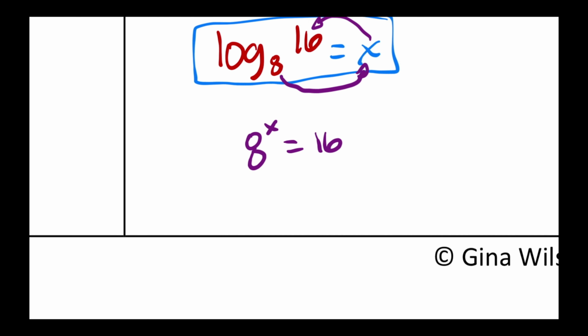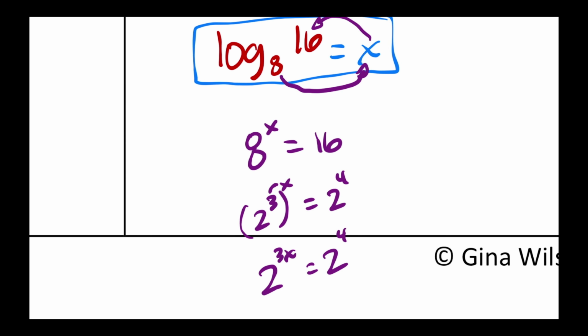So if 8 is 2 to the third, I just changed my 8 to 2 to the third, and then it's still to the x power, right? And then 16, isn't 16 2 times 2 times 2 times 2? Isn't that 2 to the fourth? And so now if I remember my properties, this is power to a power. So this is basically 2 to the 3x, which equals 2 to the fourth.